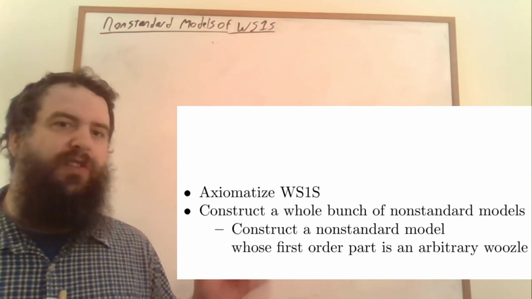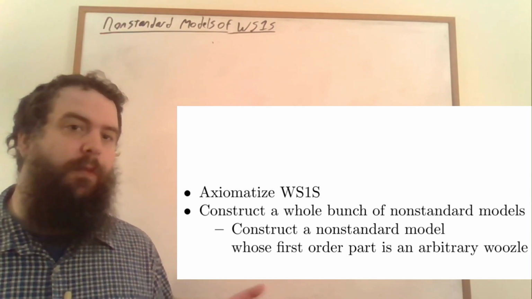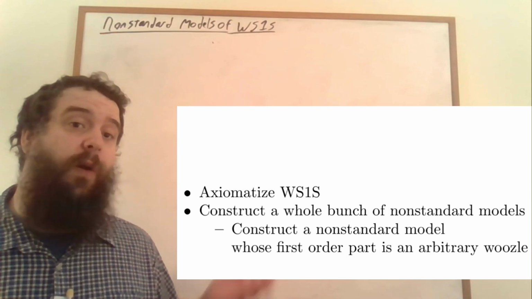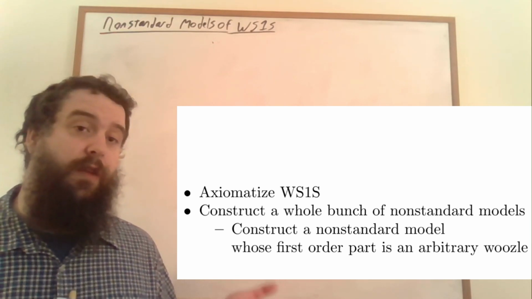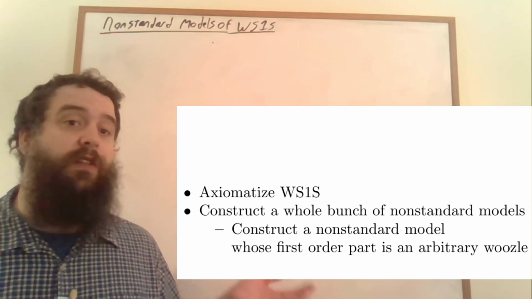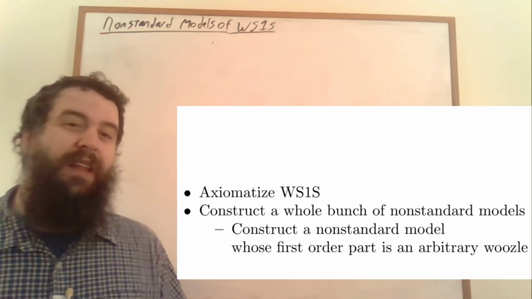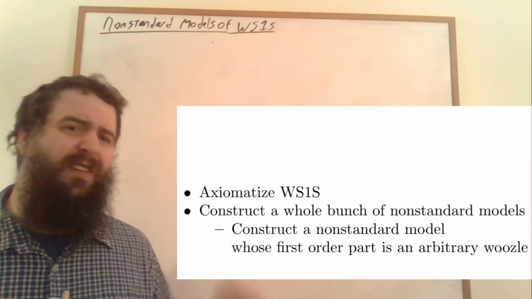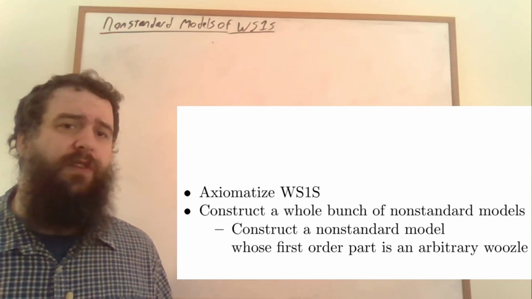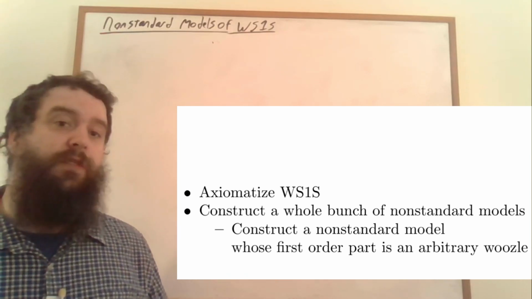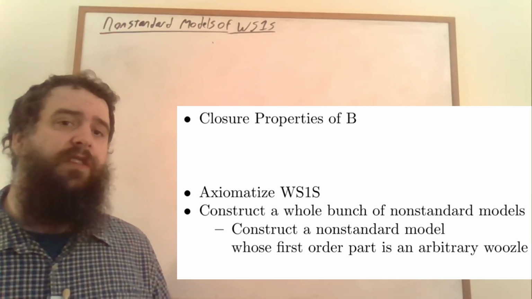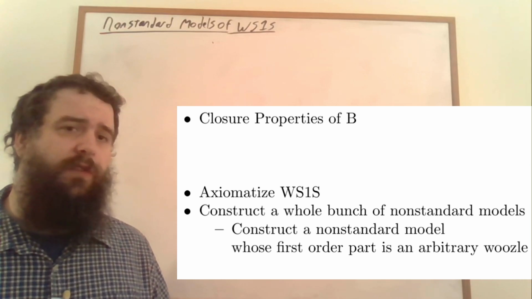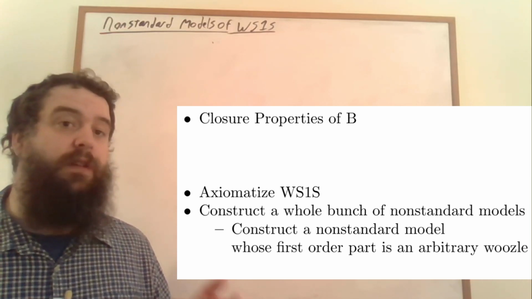Technically, you can do these sorts of arguments without them. We, for instance, proved that all of the woozles are non-standard models of the natural numbers as a linear ordering without resorting to an axiomatization. But in this case, it's just going to be easiest to construct our axiomatization first. Part of that axiomatization and part of our study of the non-standard models of weak S1S is we're going to want to know what sorts of operations B is closed under.